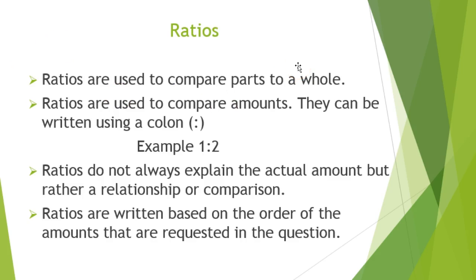Ratios. Ratios are used to compare parts to a whole. Ratios are used to compare amounts. They can be written using a colon. Example, 1:2. Ratios do not always explain the actual amount, but rather a relationship or comparison. Ratios are written based on the order of the amounts that are requested in the question.